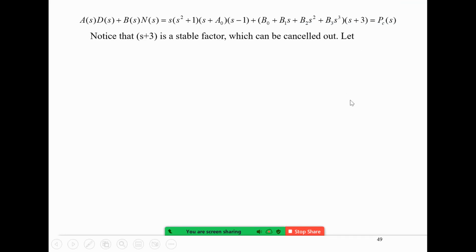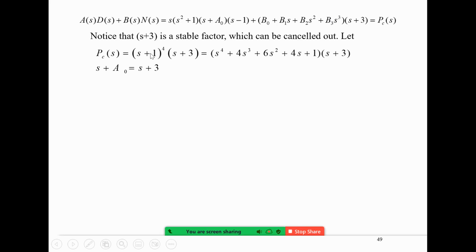All right, normally, when you notice there is some stable factors in your transfer function, you cancel out the stable factor. Normally it will simplify the design. So this is one trick. You always want to cancel out the stable factor to simplify the calculation. So S plus 3 is a stable factor. Here, we want to cancel them out, which means you put the stable factor inside your closed loop polynomial. So S plus 3 will be a part of your closed loop polynomial.